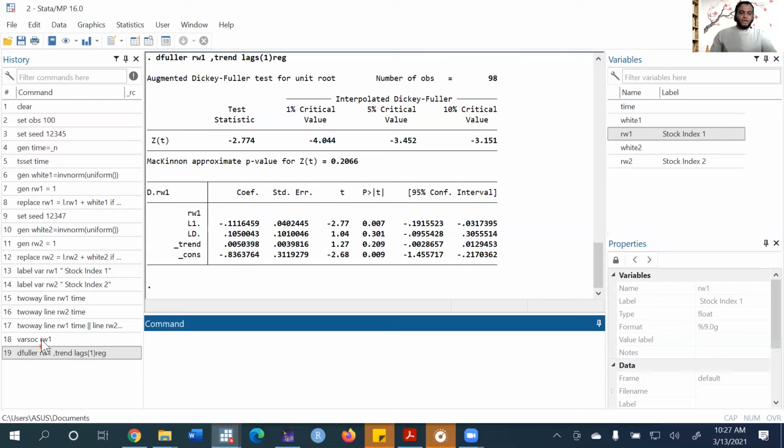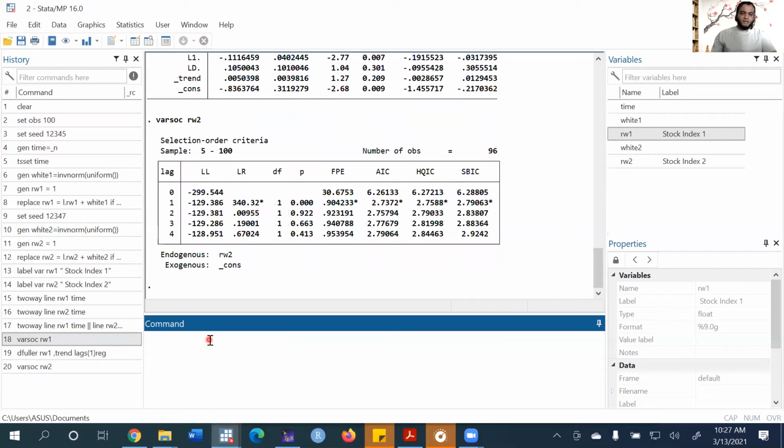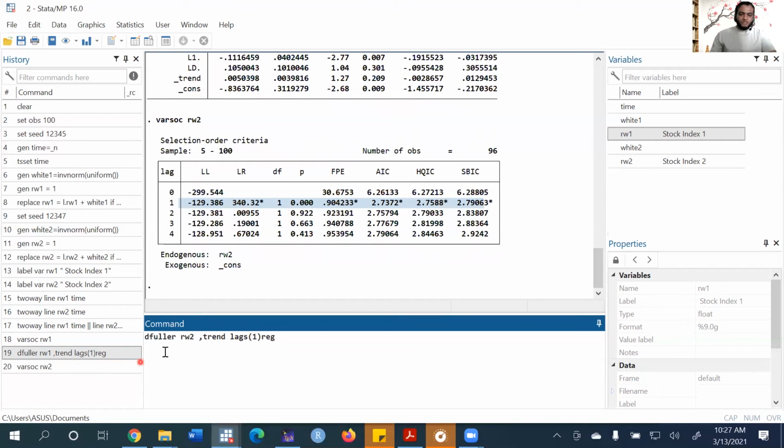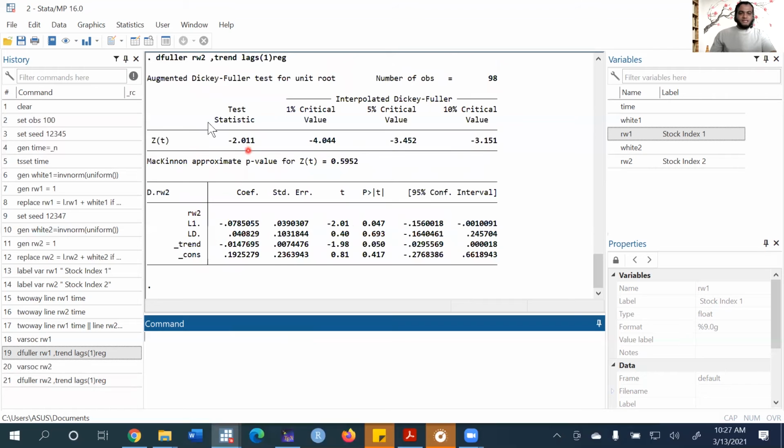Similarly, we can check the optimal lag order for variable 2 using the same function, and we can see that it has a lag of 1. Therefore, the optimal lag is 1 because it has the minimum AIC. Now we are going to use the dfuller function for variable 2, I mean stock index 2, and check the Dickey-Fuller test. Still, we can see that the tau test statistic is lower than the critical value. Therefore, we can say that it has a non-stationary problem. So we have shown that both of the stock indices have non-stationary issues.